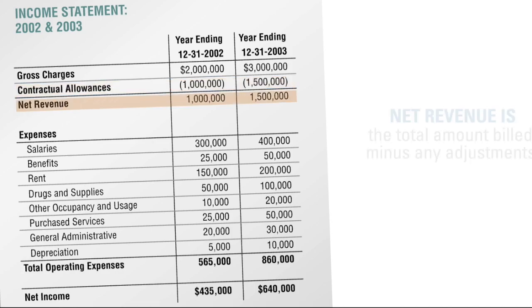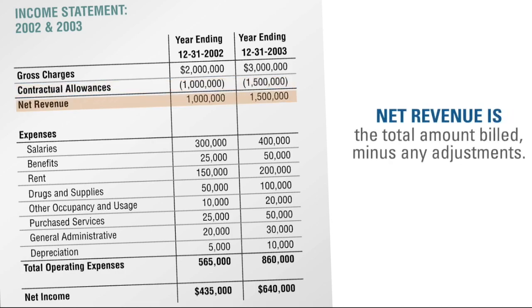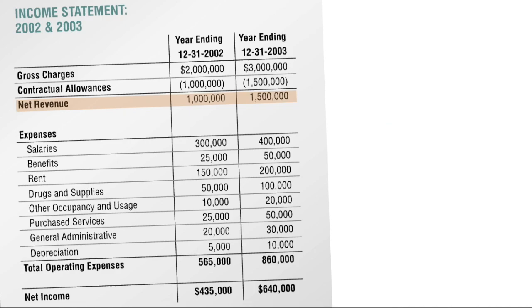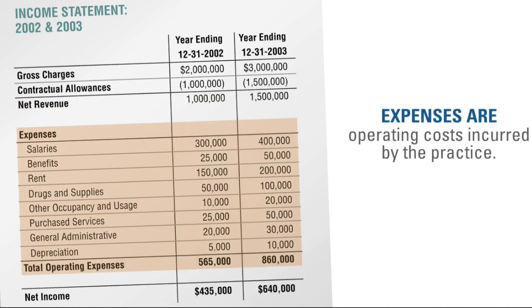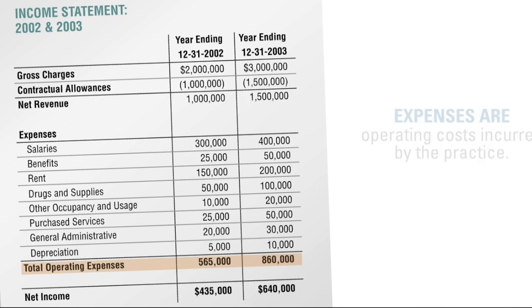they provide. Net revenues reflect the total services billed or collected by the practice for a given period of time after any adjustments, such as contractual allowances, have been made. Expenses include a number of items, like salaries, benefits, rent, drugs and medical supplies, purchased services such as insurance, accounting or legal services, general and administrative expenses and depreciation, and reflect costs incurred by the practice for a given period of time. Total operating expenses reflects the sum of the expenses required for the operation of the office.